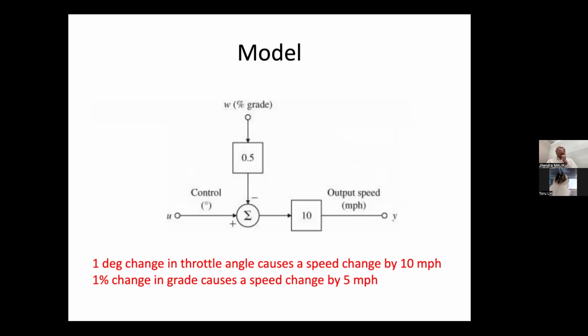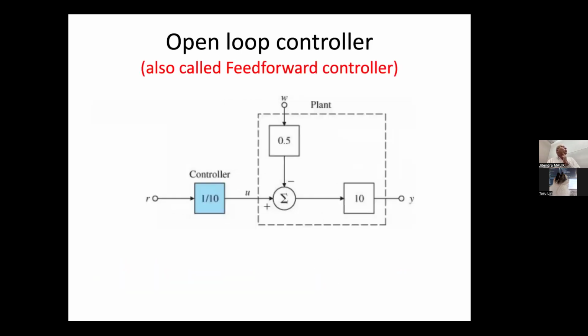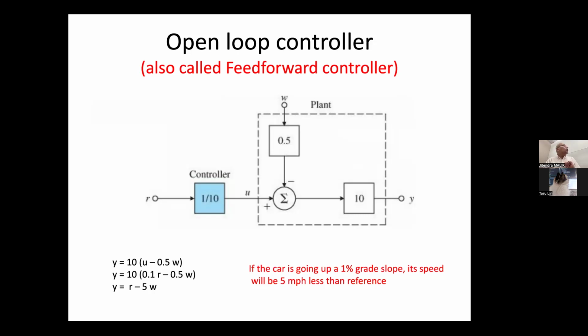Okay, now how do we control this car? The simple-minded way is what's called open loop control, or feed forward control. So what would you do? You have this variable r, which you get to control. You want a certain speed, so you just press the accelerator by that amount, right?